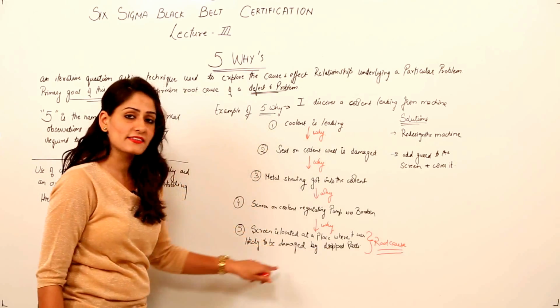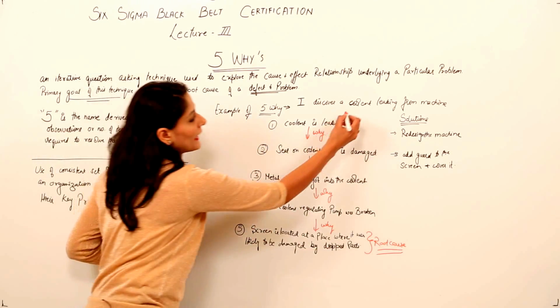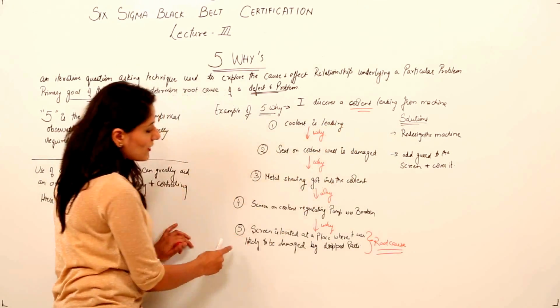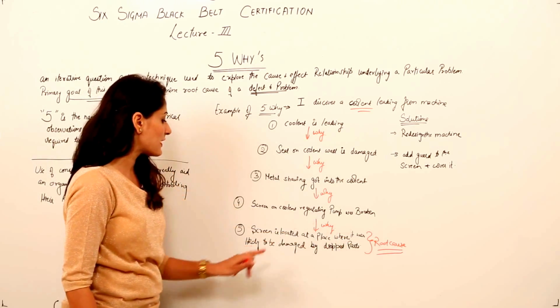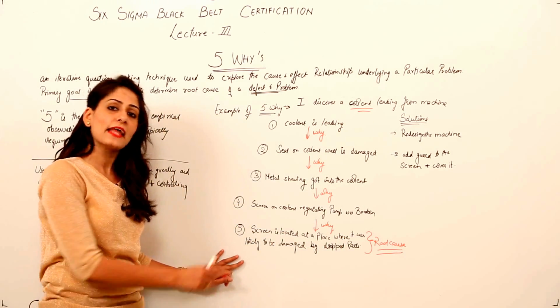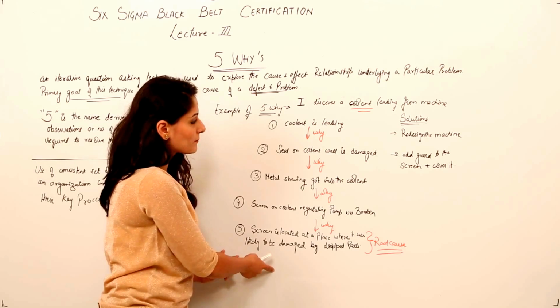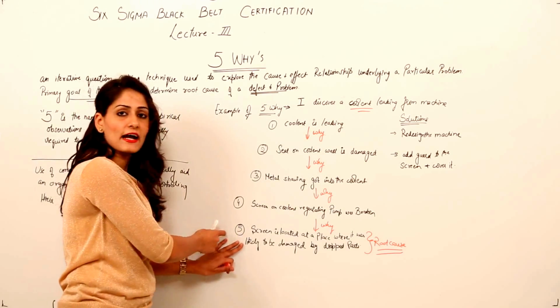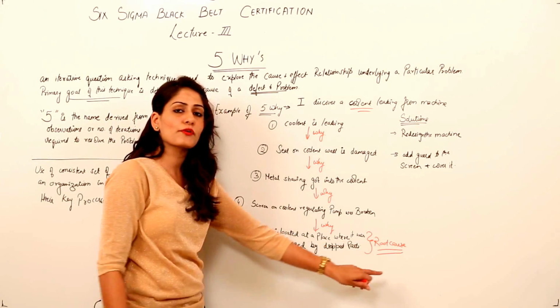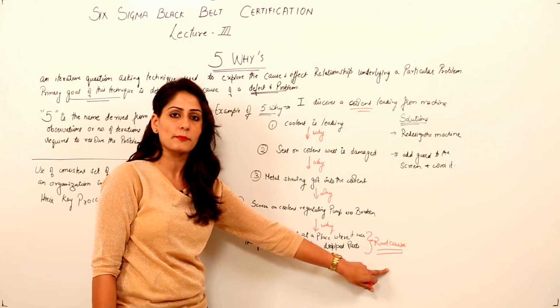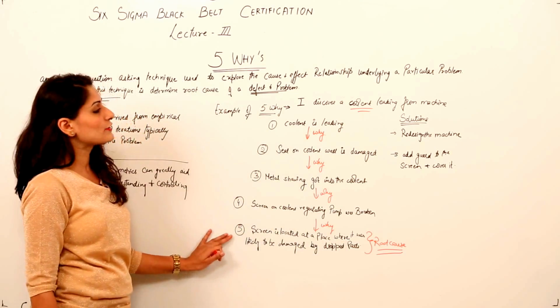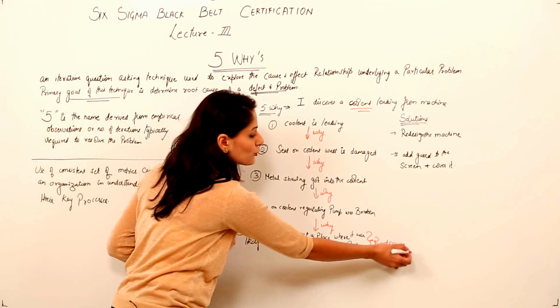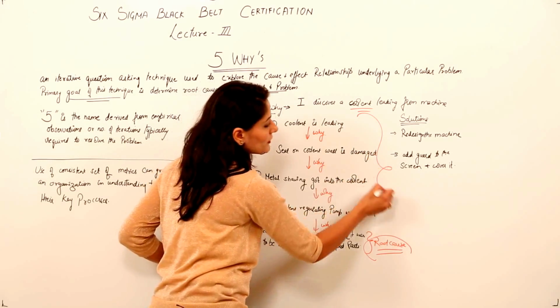Now I found the exact answer to my problem, why this coolant is leaking: because the screen is located at a place where it was likely to be damaged. That's why the coolant was leaking. So since this gave my root cause, I would also be able to find a solution to this problem. So after going through all these 5 whys and finding out the root cause, I just found out the solution.